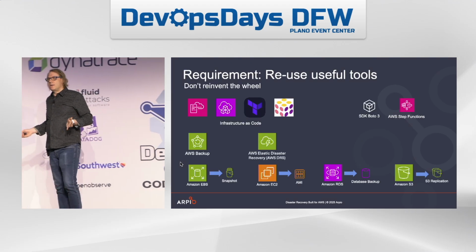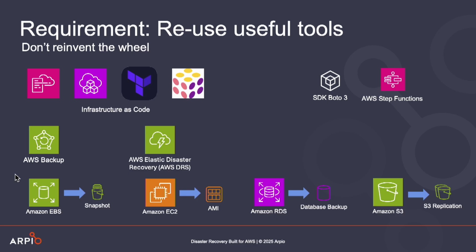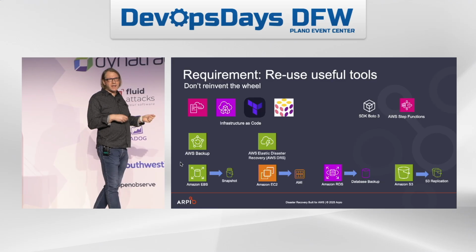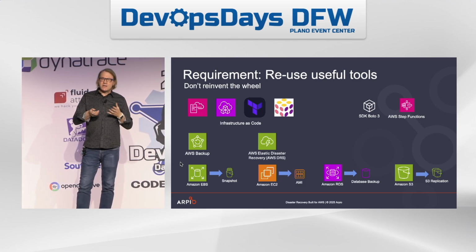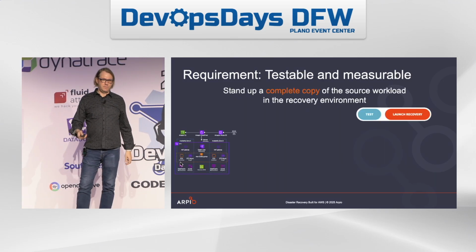And reuse, right? We always want to reuse the tools that we have if they're good tools. We don't want to reinvent the wheel. Along the bottom here, you see a bunch of data backup and data replication technologies that AWS offers. You see AWS Backup, which is a great tool. AWS Elastic Disaster Recovery, another great tool for replicating EC2 instances. And then along the top, infrastructure as code, the SDK. This is what's going to help you to actually replicate and stand up new infrastructure and networking. So we want to make use of these tools wherever possible.